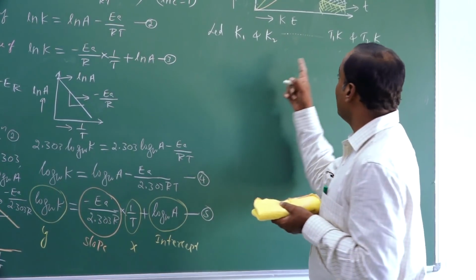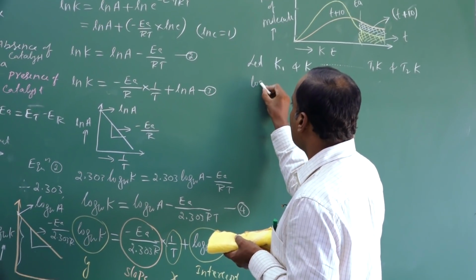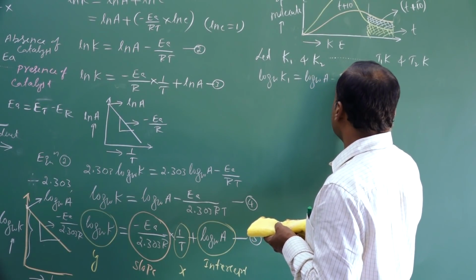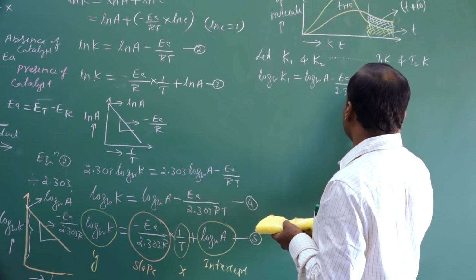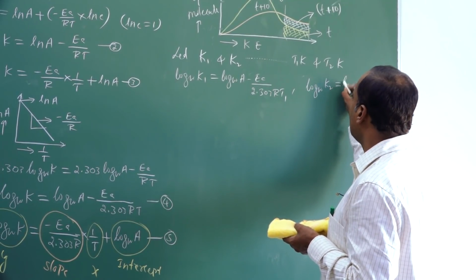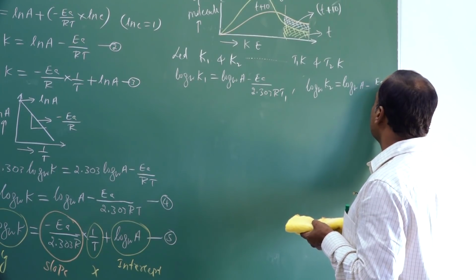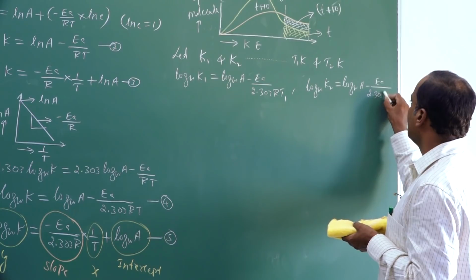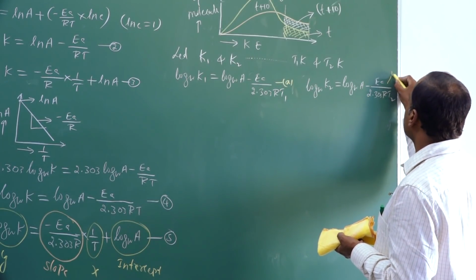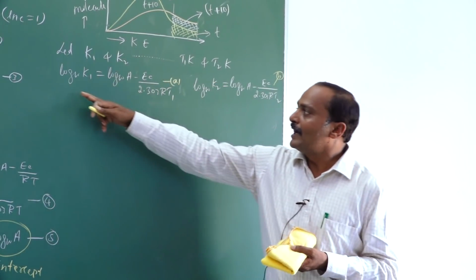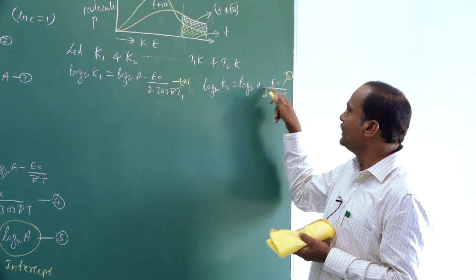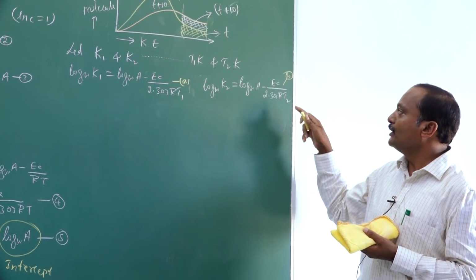At T1, equation 4 becomes log base 10 K1 is equal to log base 10 A minus A divided by 2.303 R T1. We call it equation number A. At T2, log base 10 K2 is equal to log base 10 A minus A divided by 2.303 R T2. We call it equation number B.